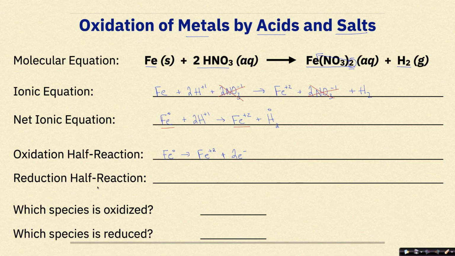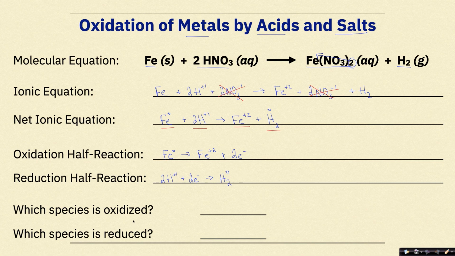Now let's look at the reduction half reaction. With the reduction half reaction, we need a decrease in oxidation number. So H plus 1 going to H20, that is a decrease in oxidation number. So I'm going to write 2H plus 1 plus 2 electrons. So each hydrogen ion gains an electron to form the covalent bond in my diatomic hydrogen. So I can see that my oxidation numbers have decreased.